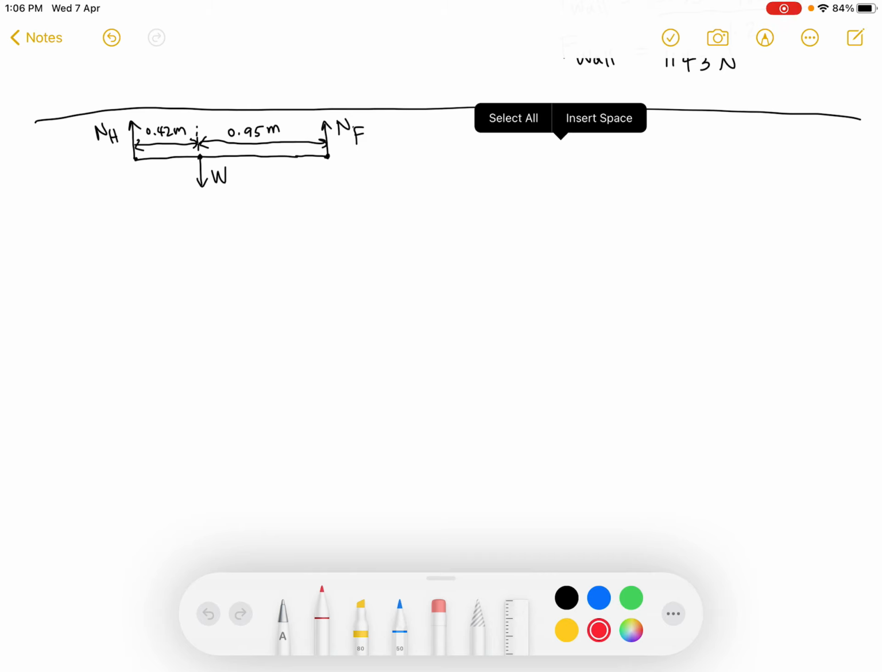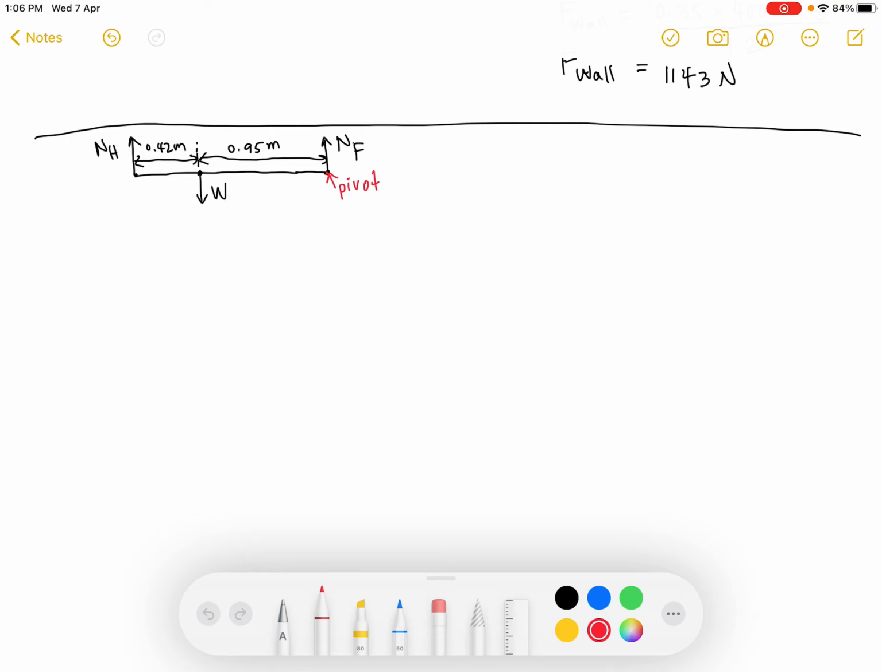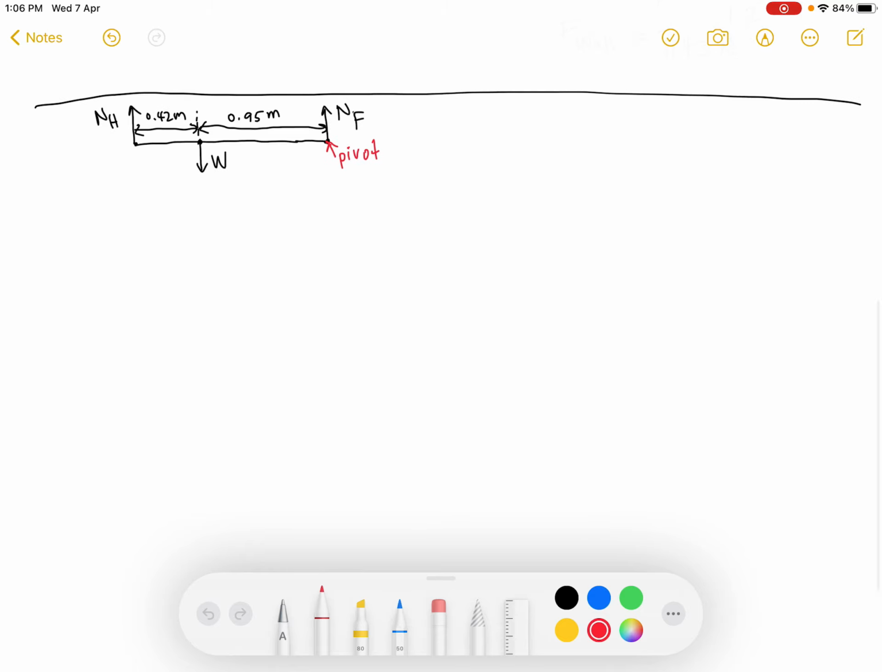Once you've chosen your pivot point, the next step is to identify your lever arms. The lever arm is the distance from the force to the pivot point. So you see why it's important to choose first your pivot point before determining your lever arms, because your lever arm is measured from the force to the pivot point. It's a perpendicular distance from the force to the pivot point. From the center of mass to the pivot point, the lever arm will be 0.95 meters.